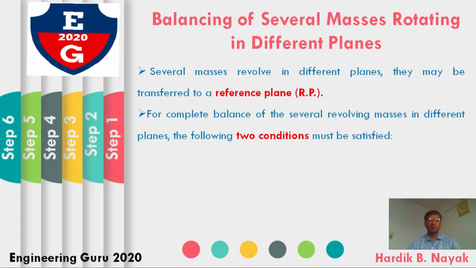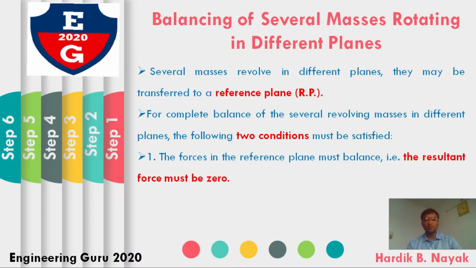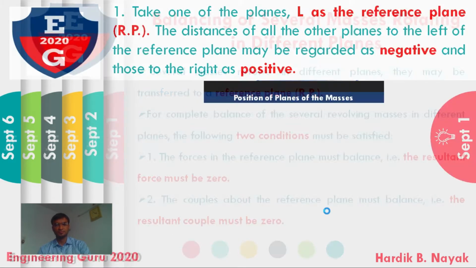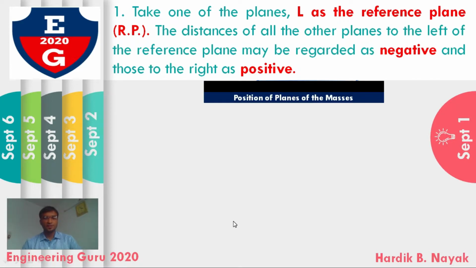The second most important point is the two conditions that we already discussed. The first condition, the force in the reference plane must balance, that is the resultant must be 0. Second, the couple about the reference plane must balance, that is the resultant couple must be 0. Now for this method we have 6 steps. Now we will see them one by one.